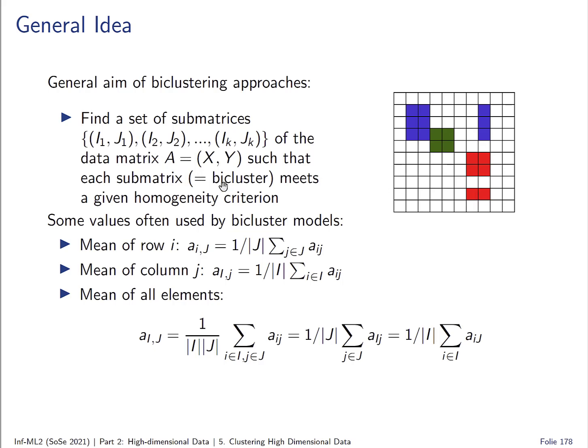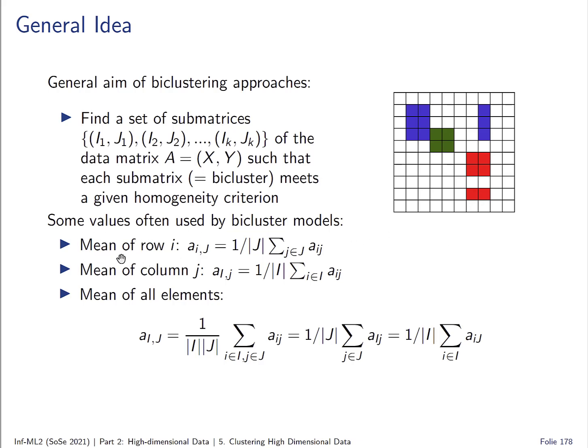And the question is, what is this homogeneity criterion? So what actually makes a bi-cluster? What is actually the pattern that is allowed to be in those submatrices here? So that is the basic idea. And we just need some values that are often used by bi-cluster models.